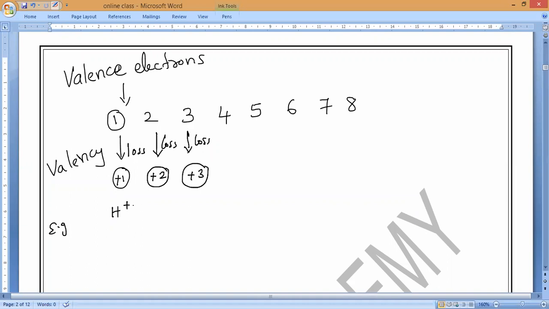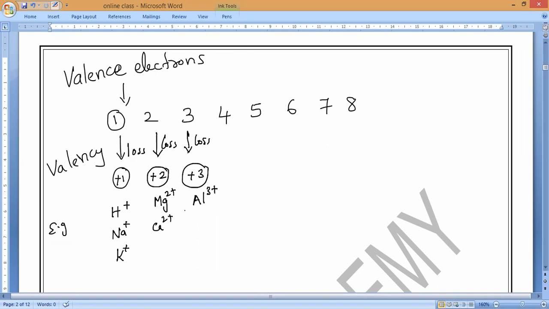Understand? Take sodium: it will donate one electron and turn into plus one. Take potassium: it will donate one electron and turn into plus one. Now for two electrons, you can take magnesium, calcium, all these. Sir, helium? Helium won't come, because helium is stable, valency zero. Now for three, take aluminium: aluminium valency is 3+.